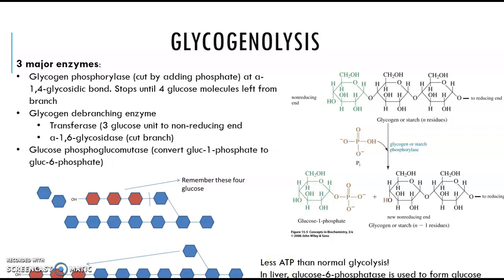Because if you remember, glycolysis needs to use 2 ATP during the investment phase, from glucose to glucose 6-phosphate. But in this process, it bypasses the first step, so rather than 2 ATP, it only uses 1 ATP to conduct the glycolysis. So in the liver, glucose 6-phosphatase is used to form glucose. This one only happens in the liver, but the other things that I mentioned before happen in the muscle.